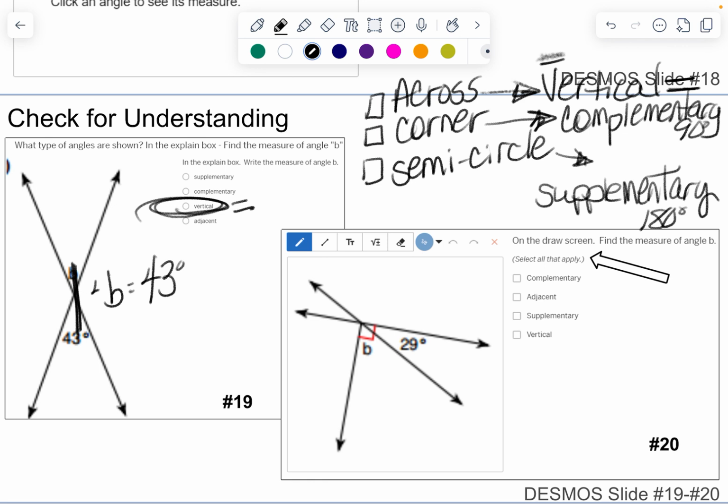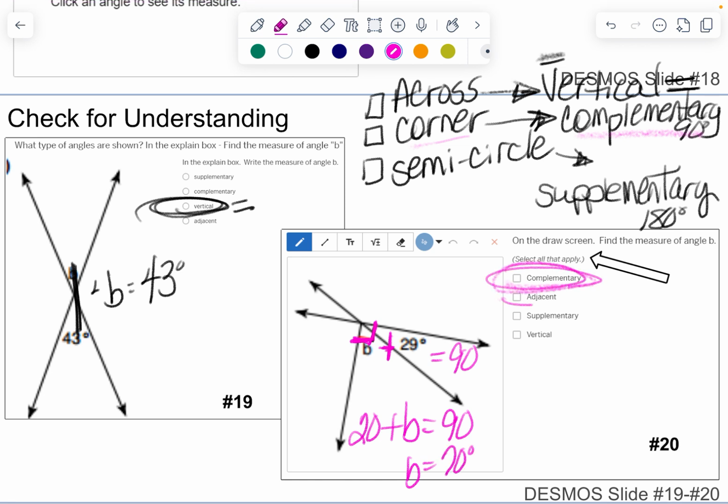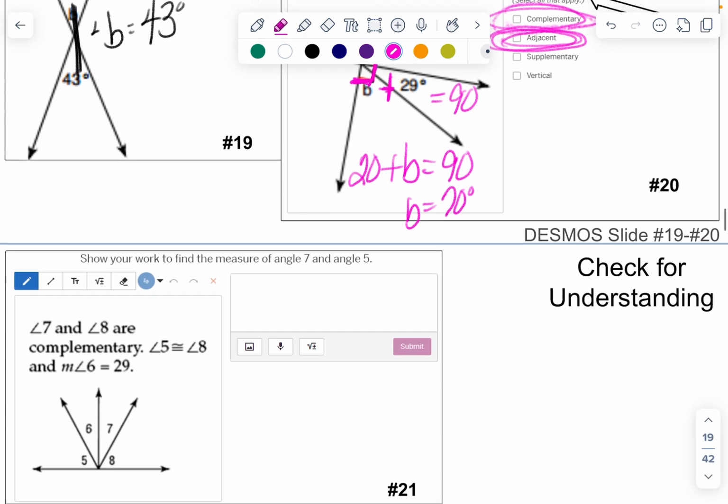Okay? On this one, it wants to know angle B. Well, looky here. Here's our corner. It's giving us a corner. If it gives us a corner, we're doing complementary angles. That means my 29 plus that B, these two added together, are going to equal 90 degrees. So B is going to be 70. Those are complementary angles, but they are also adjacent. They are adjacent complementary because they sit right beside each other.